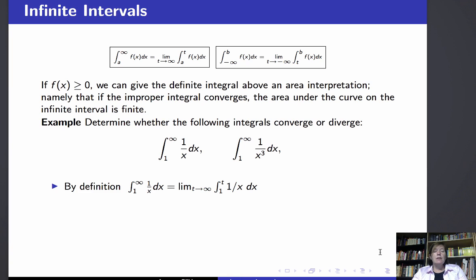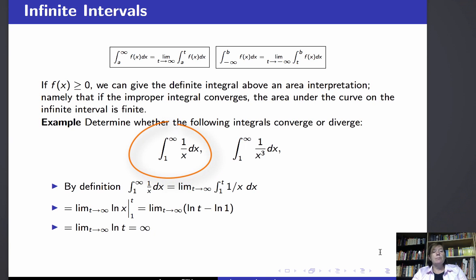By definition, the integral on the left is the limit as t approaches infinity of the integral from 1 to t of 1 over x dx. And of course the rest are details. We know that the natural log of the absolute value of x is an antiderivative for 1 over x. So this is the limit as t approaches infinity of the natural log of t minus the natural log of 1. We also know that the natural log of 1 is 0. So this is the limit as t approaches infinity of the natural log of t, which is infinity. So the integral on the left diverges.